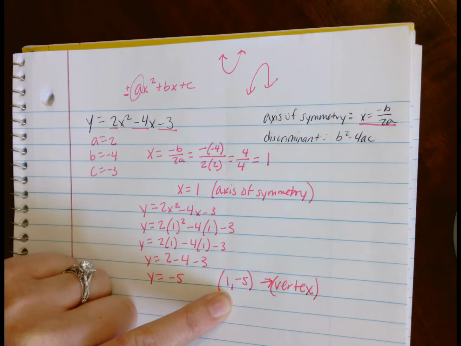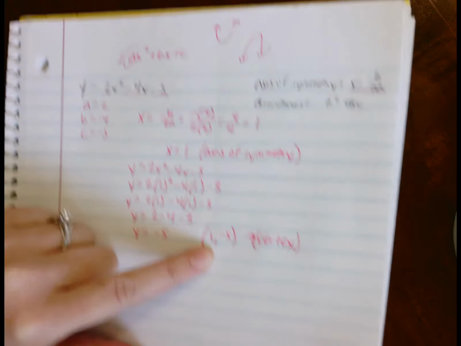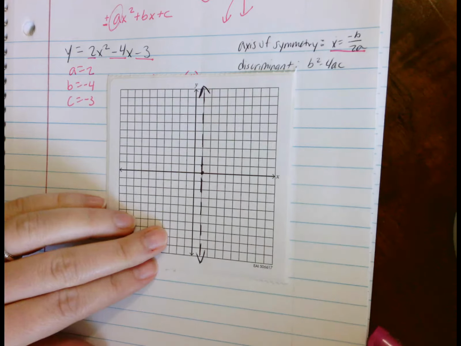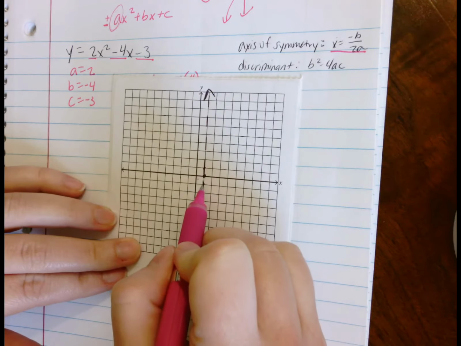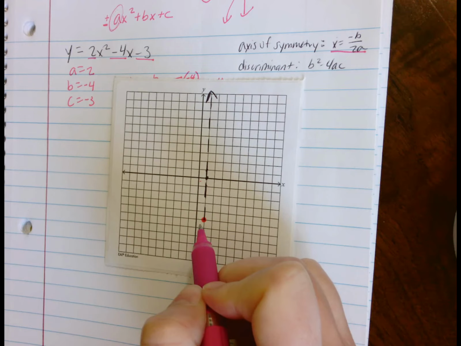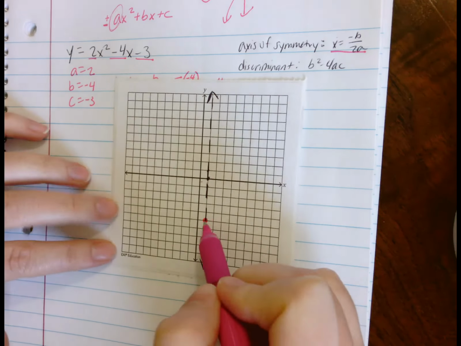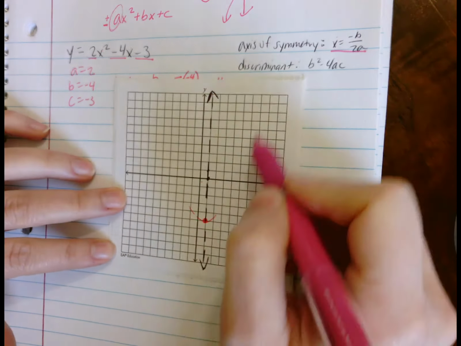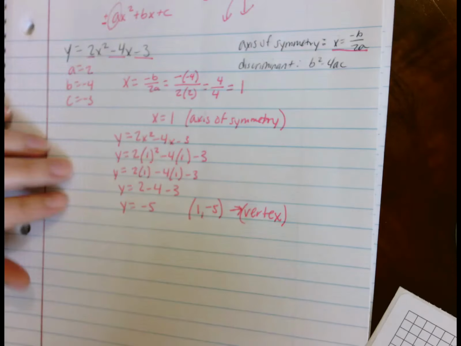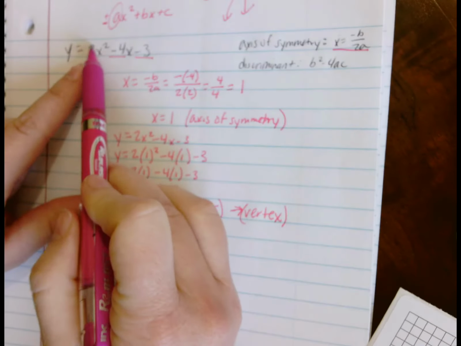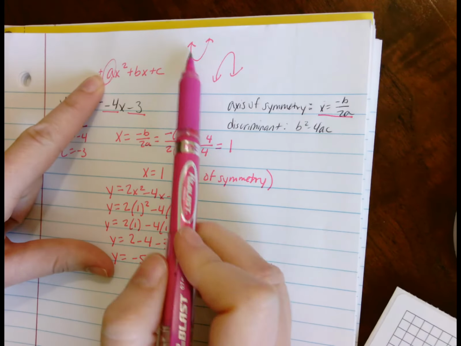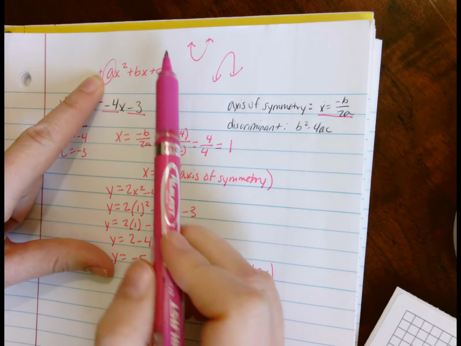Okay, and the vertex is our turning point. So we're going to find it on our graph here. So 1, -5, 1, 2, 3, 4, 5 is right here. That is the turning point. Okay, so our parabola is either going to go in this direction or it's going to go in this direction. Okay, and based on the information that we have, 2 is positive. So if it's positive, that means it's going to be opening up, okay, like a smile.